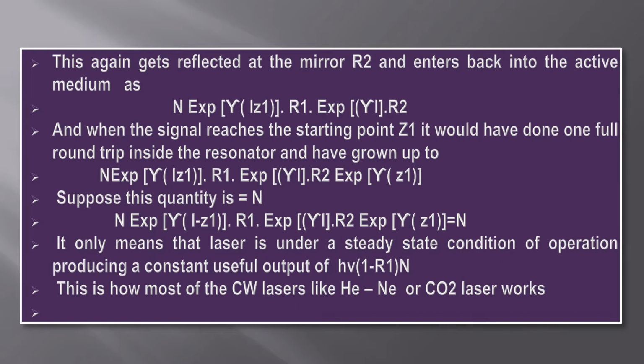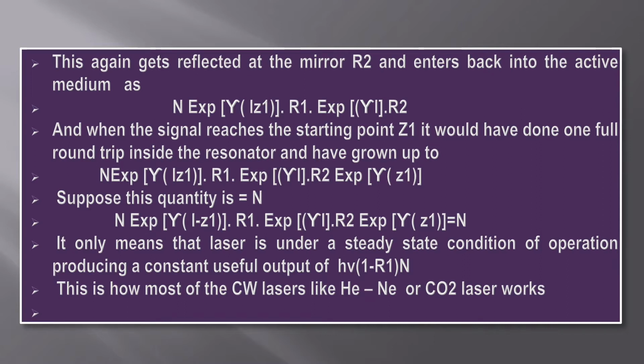Next, this mirror again reflects. It has a reflectivity of R2. Imagine that it is 100% reflecting, but let us generally call it R2. Then after reflection from the mirror, what goes back in the same positive z direction will be n exponential gamma L z1 times R1 times exponential gamma L, where L represents the active length of the medium, times R2, where R2 represents the reflection coefficient of this mirror.